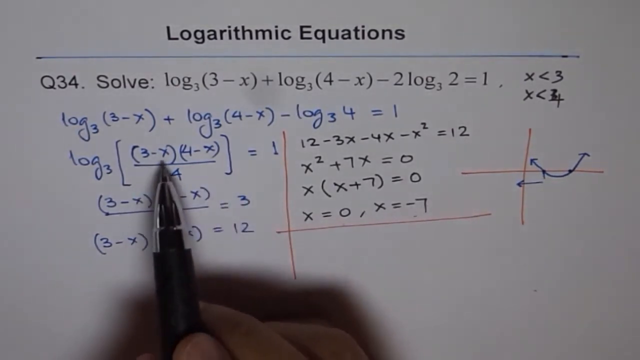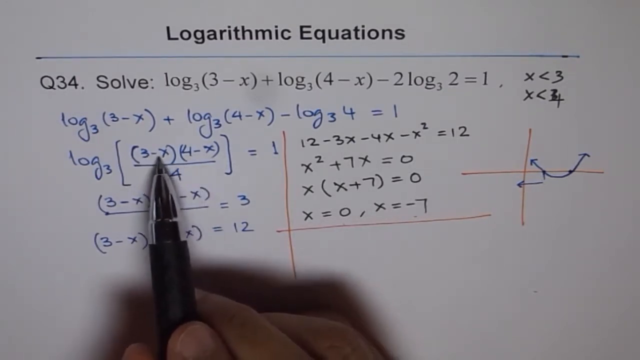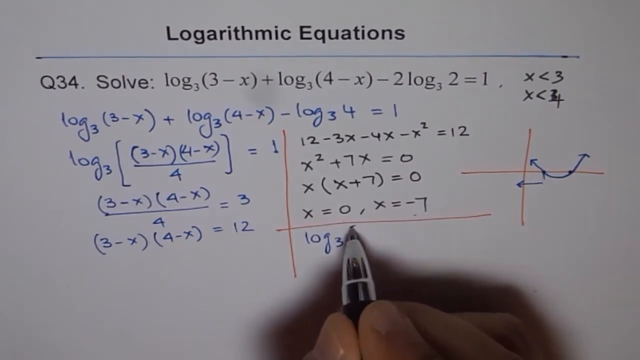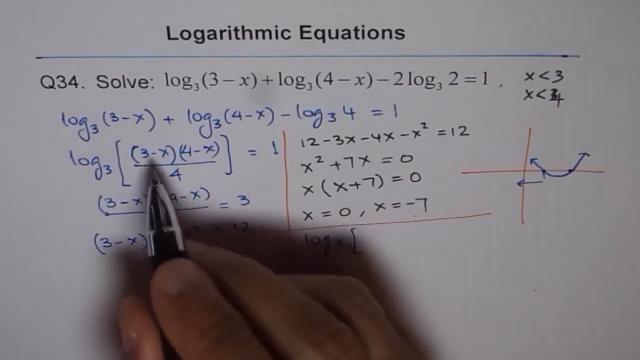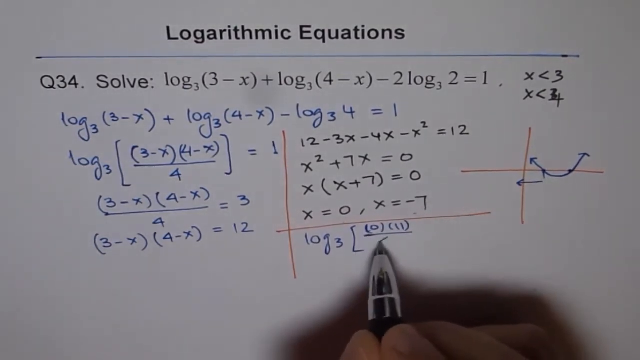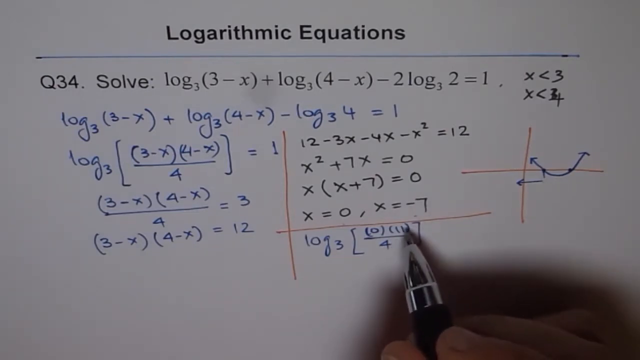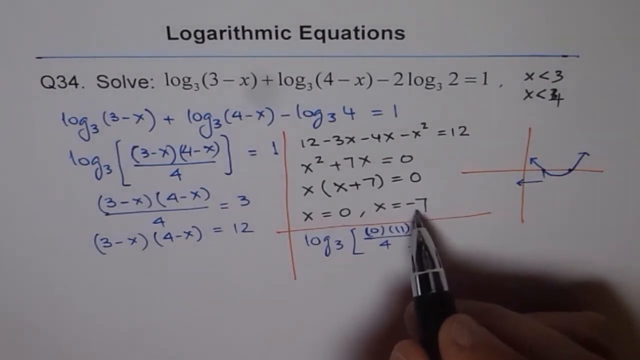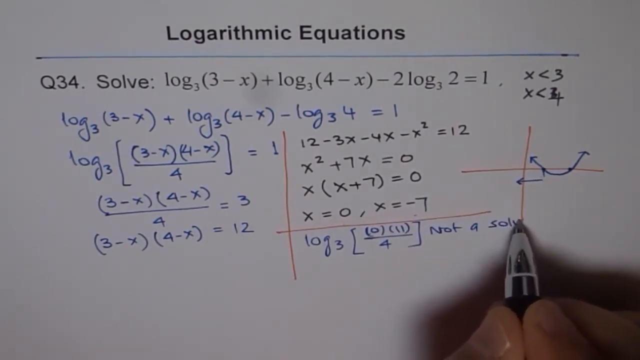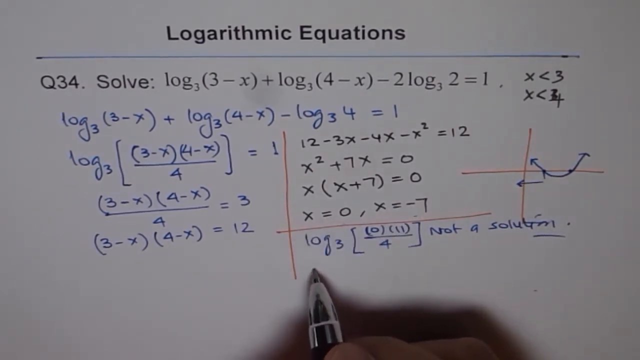If I put minus 7 here, then 3 plus 7 gives us 10, and 4 plus 7 gives us 11. So we get log 3 of 10 times 11 divided by 4, and that is not resulting into 1, and therefore minus 7 is not the right answer. So it is not a solution. Right, so the only solution is x equals to 0.